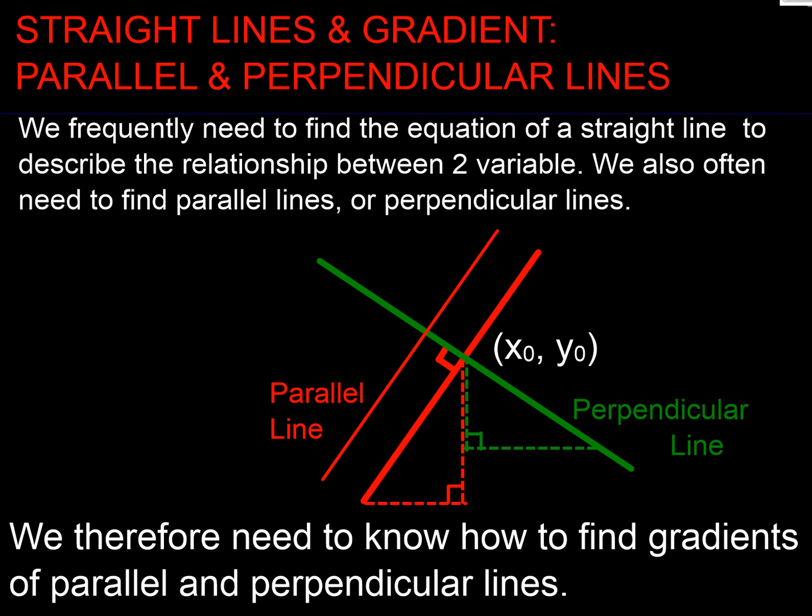Hello, quick video on straight lines, gradients and equations of straight lines for A level, and also looking at parallel and perpendicular lines. Quite often we're given the relationship between two variables and we need to find the equation of the line and then look at parallels and perpendiculars. If this was a line here, then we've got our parallel line, or we can have a perpendicular one, which is at right angles. In order to find those, we need to use gradients.